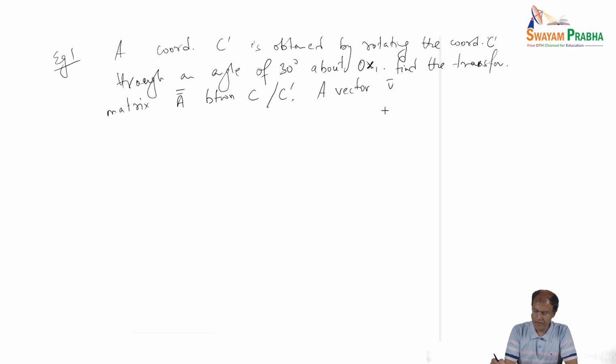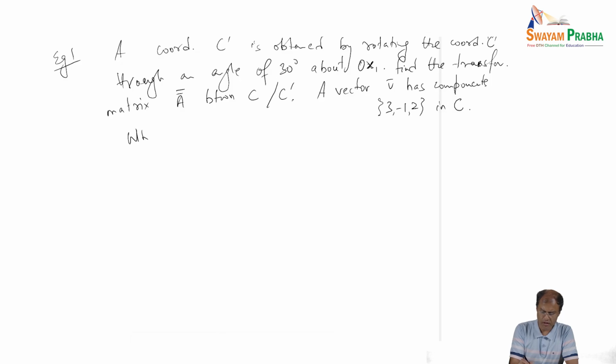So a vector V has, now this is the second part of the problem, a vector V has components 3, minus 1, 2 in C. Right? So we want to find what are its components in C'.